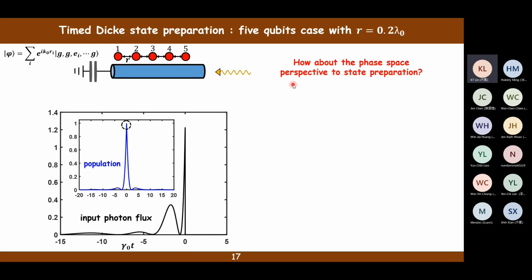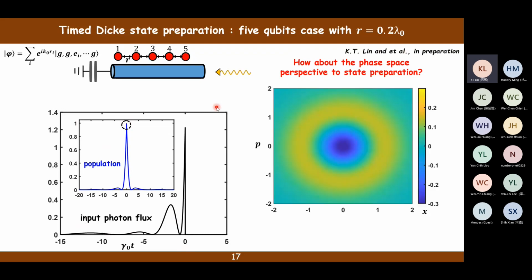But our question is, how about the phase-space perspective on this state preparation? Then we calculate the Wigner function of the emitted photon. As you can see, it's like the single photon Fock state. So this suggests that if you can measure this kind of single photon Wigner function, then this means that you can prepare this time decay state.